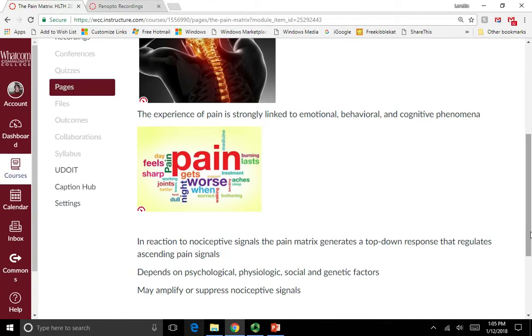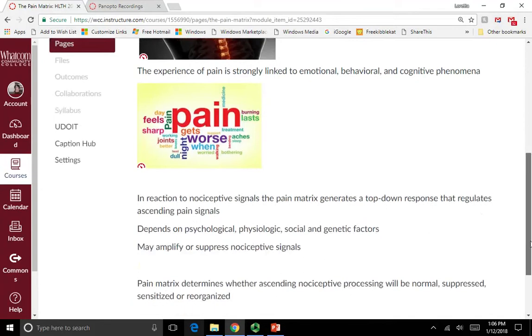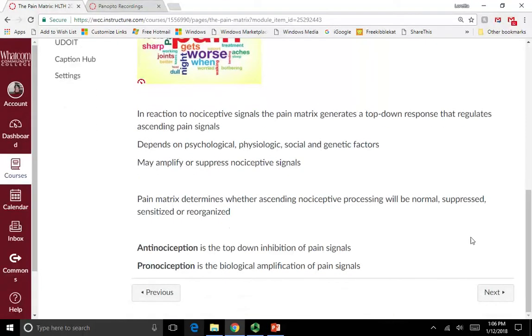In reaction to nociceptive signals, the pain matrix generates a top-down response that regulates ascending pain signals, depending on psychological, physiological, social, and genetic factors. The pain matrix can amplify or suppress nociceptive signals. So it can say, no, we're not going to perceive that as pain. We're going to ignore that. Or, well, we're going to make that a lot worse. We're going to perceive it as a lot of pain. So the pain matrix determines whether ascending nociceptive processing will be normal, suppressed, sensitized, or reorganized.